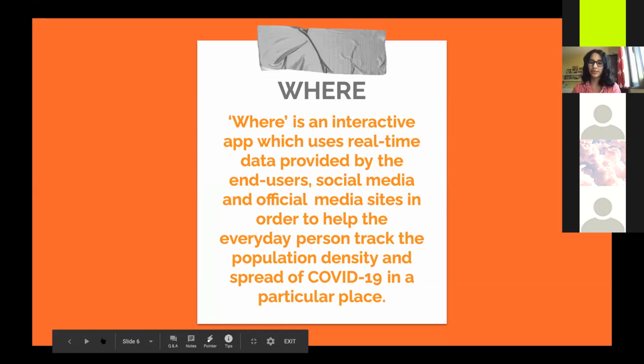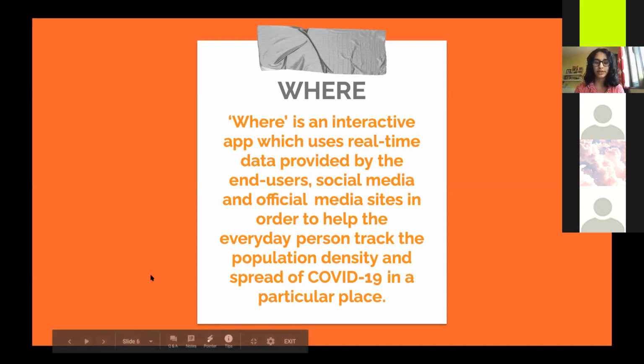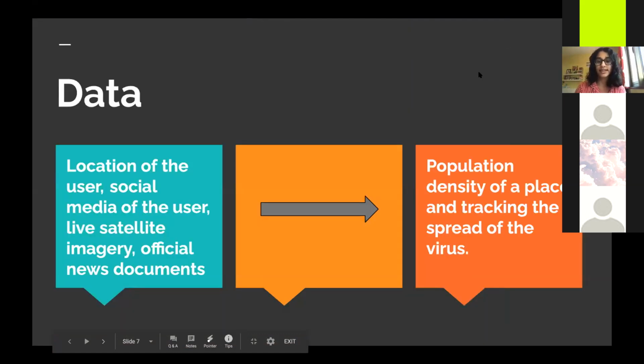this is where Where comes in. Where is an interactive app which uses real-time data provided by end users, social media, and official media sites and news sites in order to help the everyday person track the population density and the spread of COVID-19 in a particular place. The data that Where uses is location of the user, social media of the user, live satellite imagery, and official news documents. This is our input data. We take that data, and then what we turn it into is the population density of a particular place that you want to go to, and it helps track the spread of the virus.